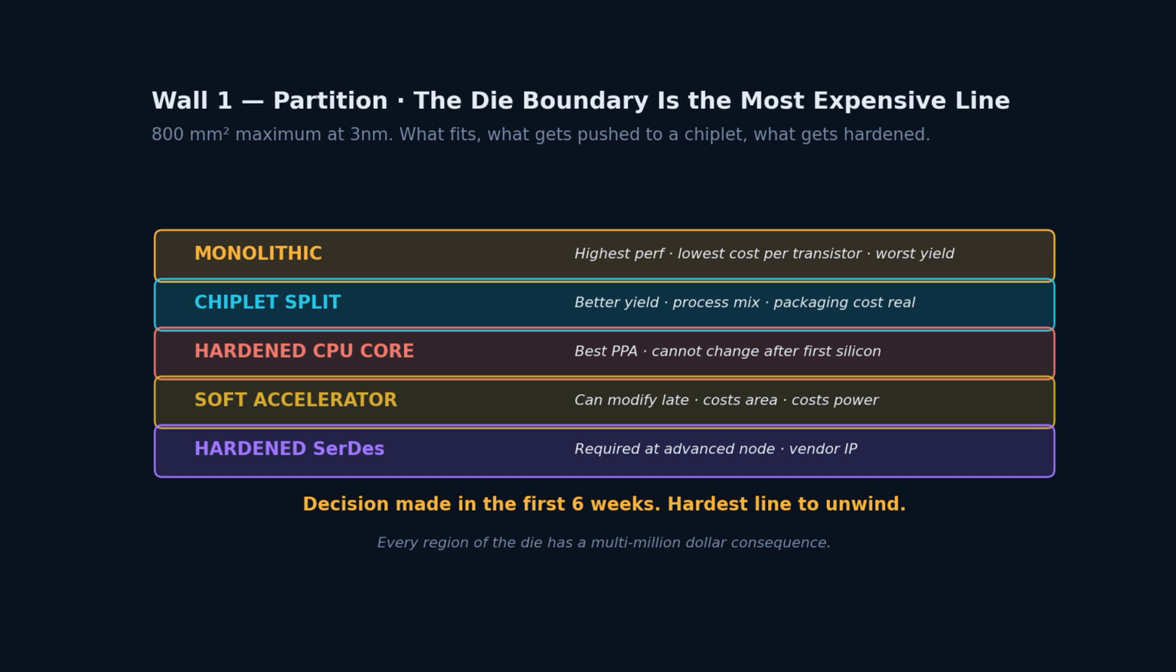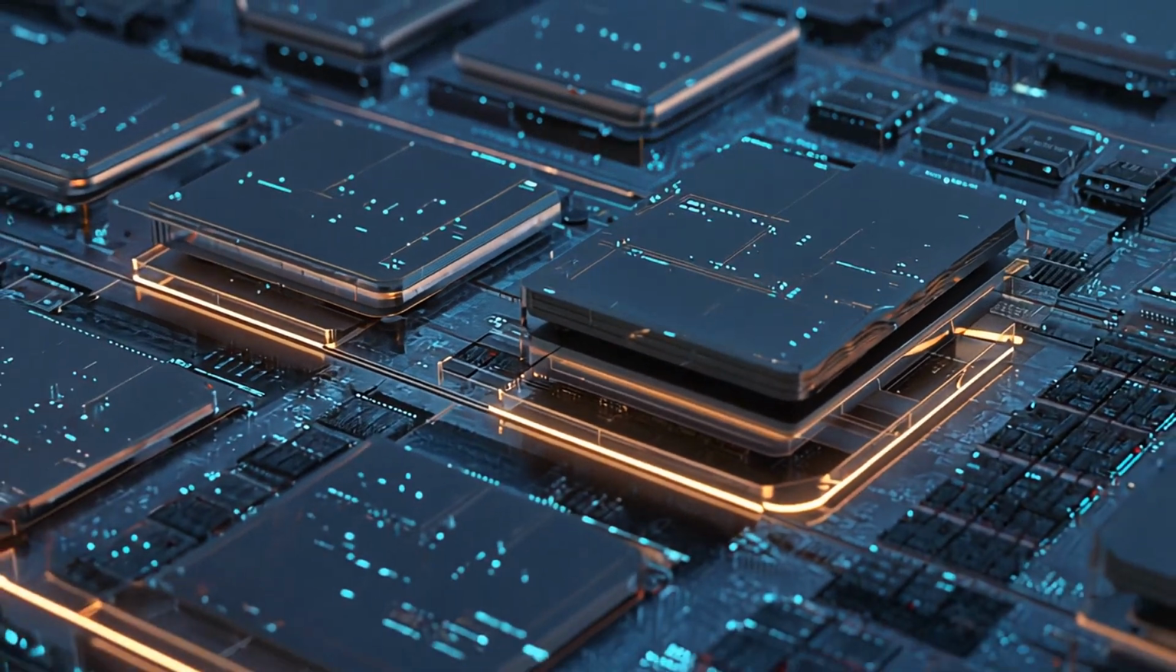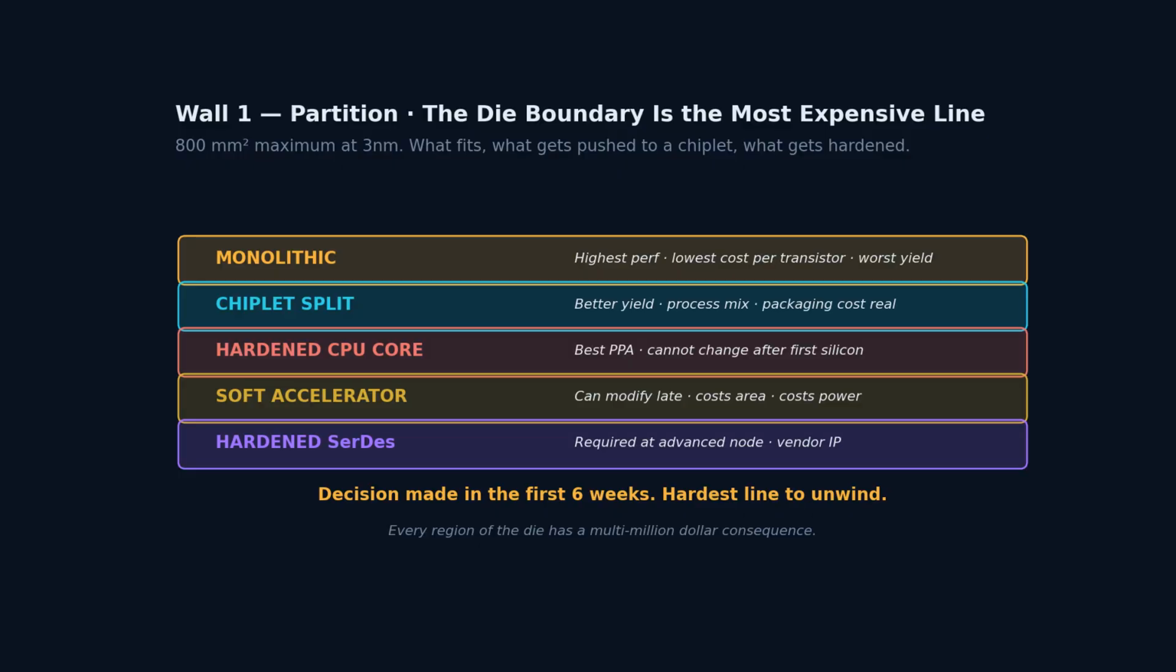A hardened block is laid out by hand or by a specialized team, gets the best power and area, but cannot be changed after first silicon. A soft block is described in RTL, can be modified late, but takes more area. Hardened CPU cores, soft accelerators, hardened SerDes, soft control logic. Every choice has a multi-million-dollar consequence. The partition decision is made in the first 6 weeks of the program. It is the line on the spreadsheet that is hardest to unwind.